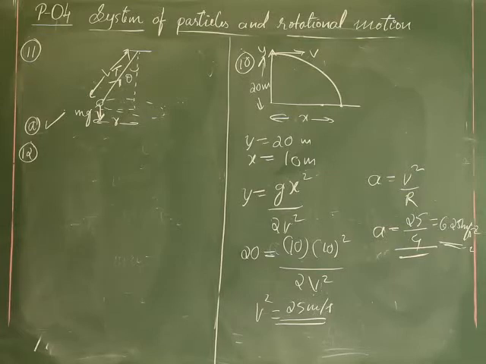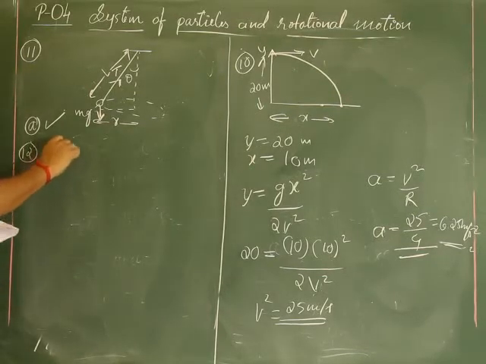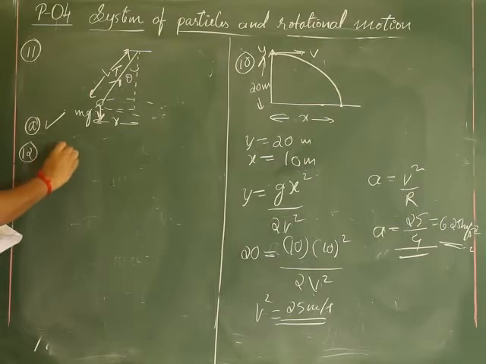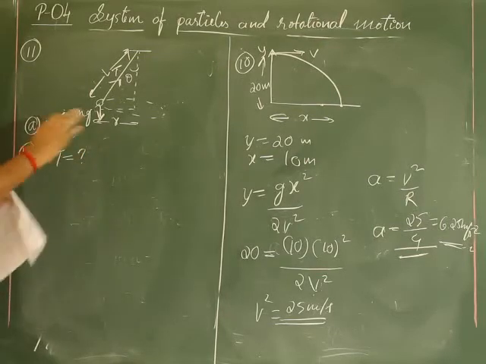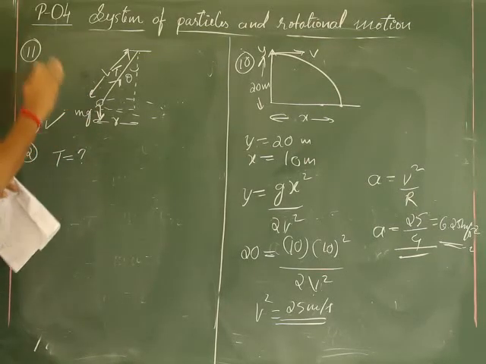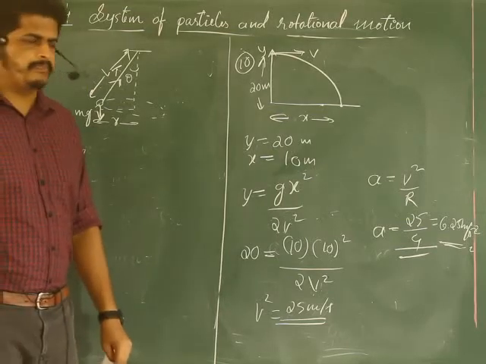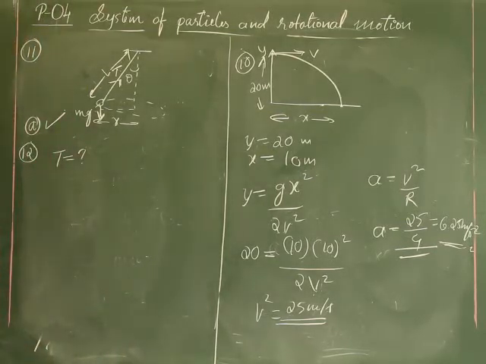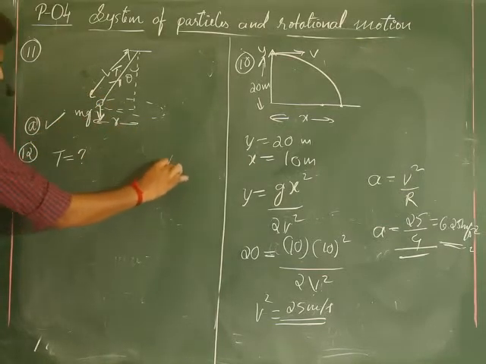So what we are supposed to do now, let us see. Here what you are supposed to find out is the time period, T equal to how much? In the previous problem, the 11th is the previous problem. Okay, so now I will just take this again separately here.